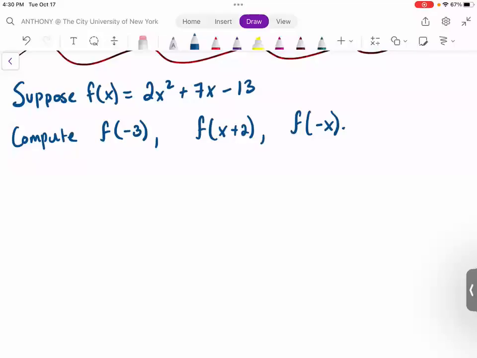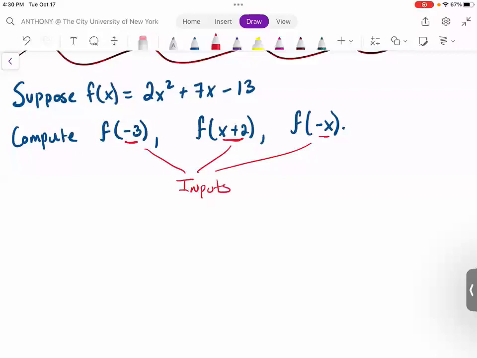So here we have, suppose f of x is equal to 2x squared plus 7x minus 13. You want to compute f of -3, f of x plus 2, and f of -x. What you need to make a note of when you're solving this problem is that -3, x plus 2, and -x, they're all inputs.